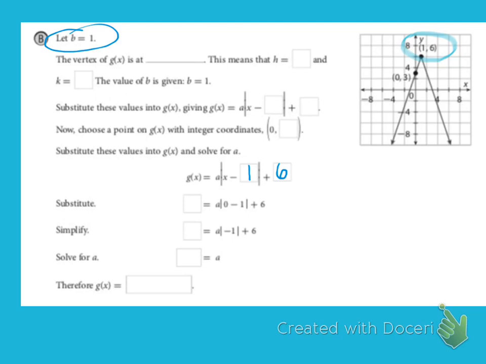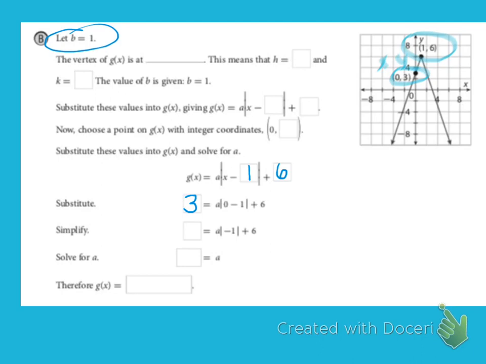And then what we're also going to do is take a point that's on the graph. So you can see that there's another point identified right here, 0, 3. And so we're going to take that x and y coordinate. We're going to go ahead and substitute it into the function. So in place of g of x, we're going to put the y, which is 3. And in place of the x here, we're going to plug in a 0. And now we're just going to go ahead and simplify this and solve it.